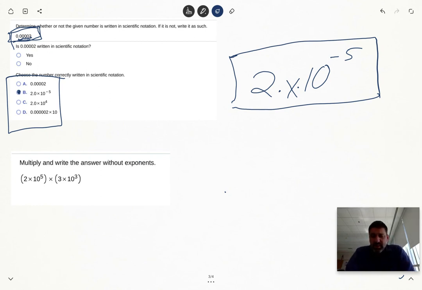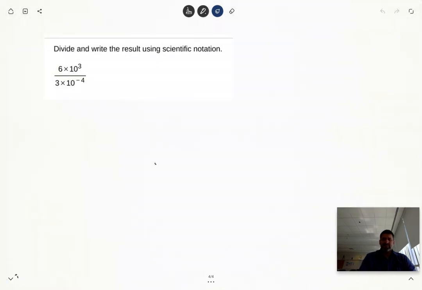A couple more quick examples. I'm going to show you multiplying and dividing when scientific notation is involved. So multiplying 2 times 10 to the 5th times 3 times 10 to the 3rd: multiply your whole numbers, 2 times 3, we get 6. And then 10 to the 5th times 10 to the 3rd, remember, we add those exponents, which gives us 10 to the 8th power.